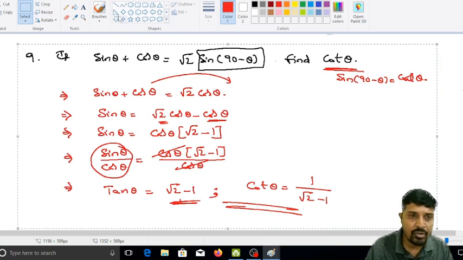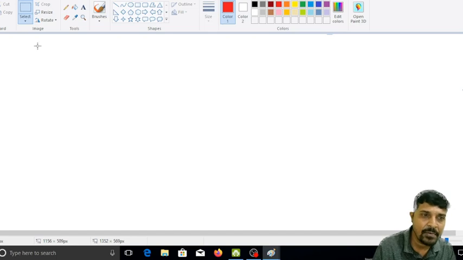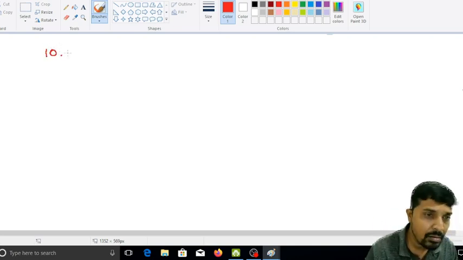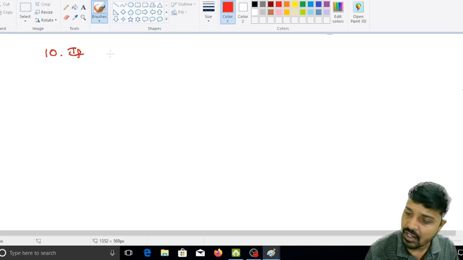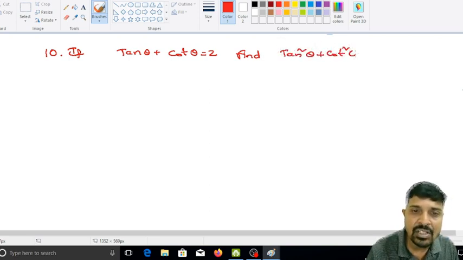Now we'll go for the next one. The last one of this session. That is sum number 10. What's that? If tan theta plus cot theta equals 2, find the value of tan square theta plus cot square theta.